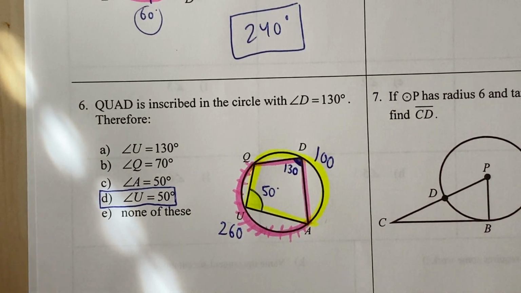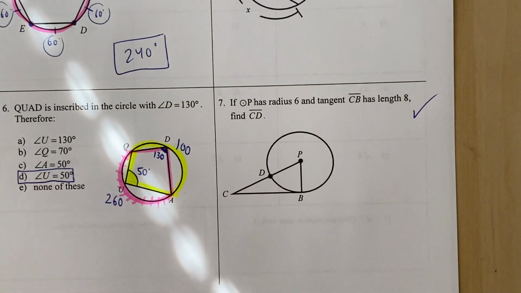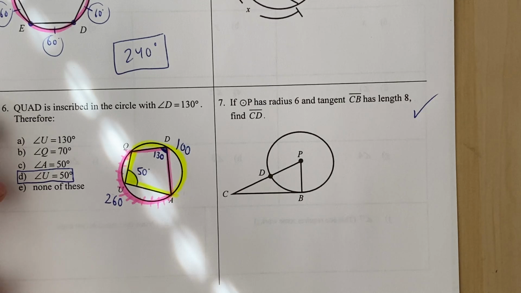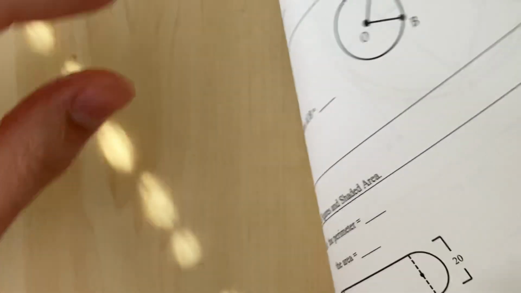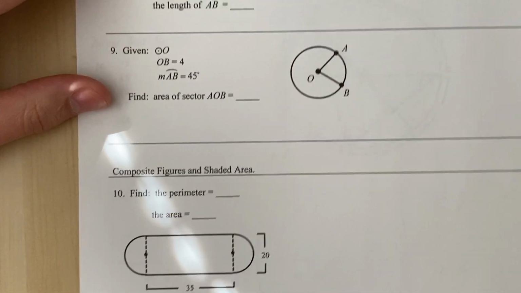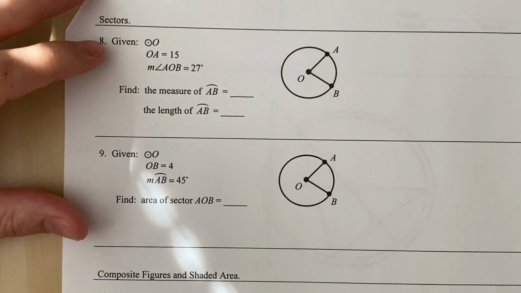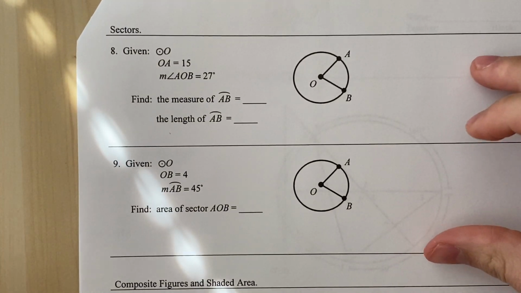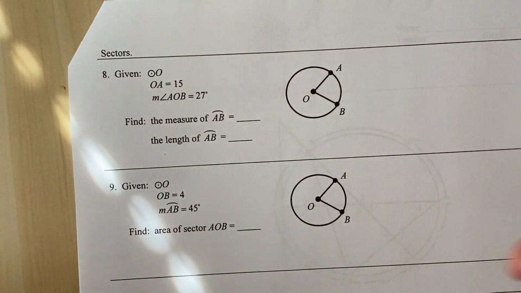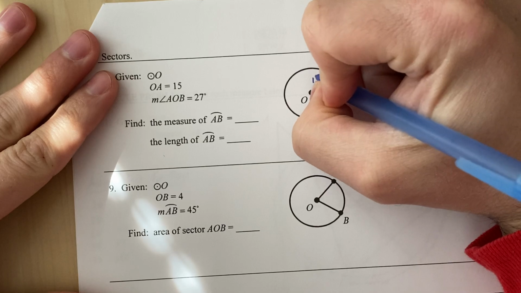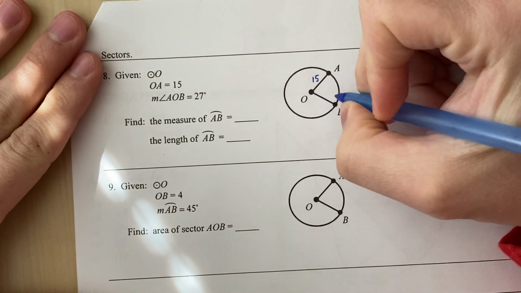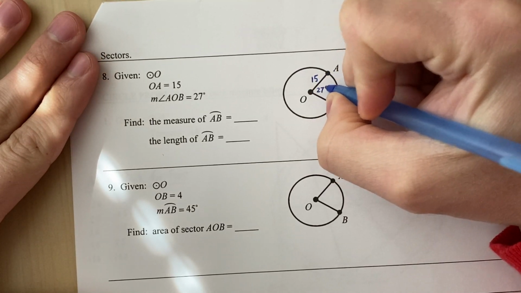And again, number 7, you guys should totally be able to get. All right, so let's go finally to the back. Okay, so up top, what they want here, OA is 15. Angle AOB is 27 degrees.